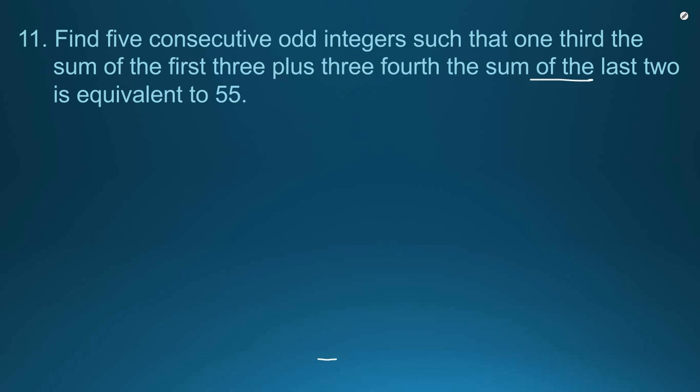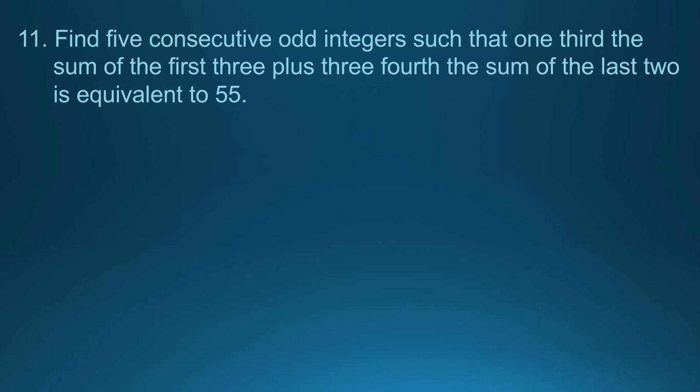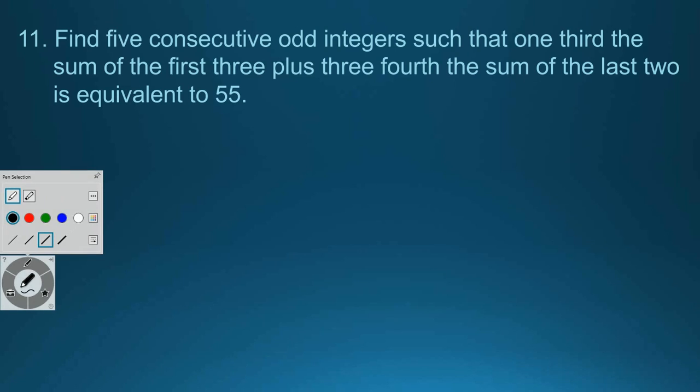Okay, so number 11, find 5 consecutive odd integers such that 1/3 the sum of the first 3 plus 3/4 the sum of the last 2 is equivalent to 55. So now we're getting a lot more challenging. Go back. All right, so 5 consecutive odd integers this time.